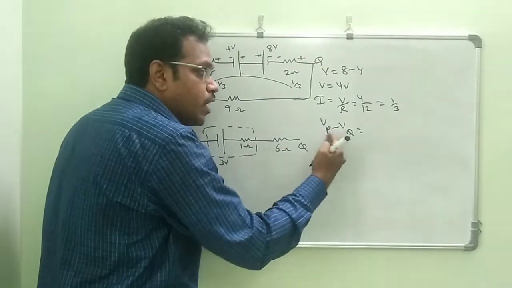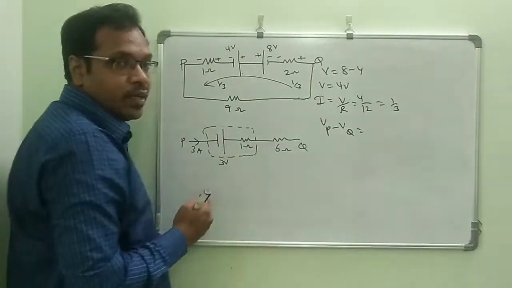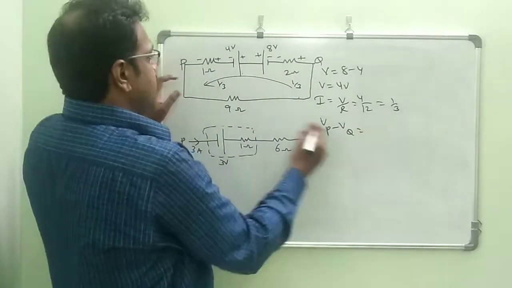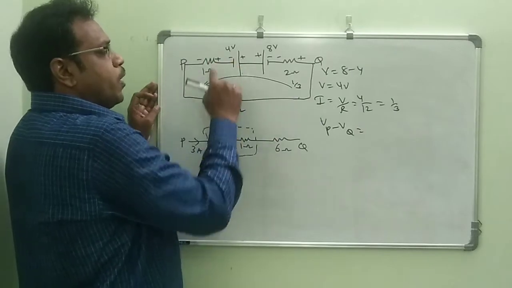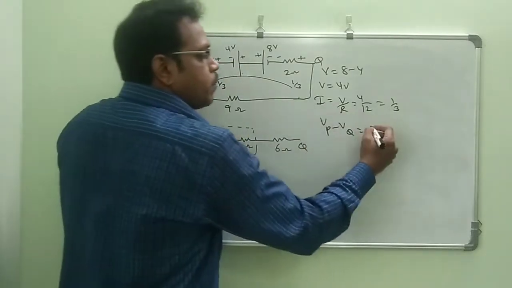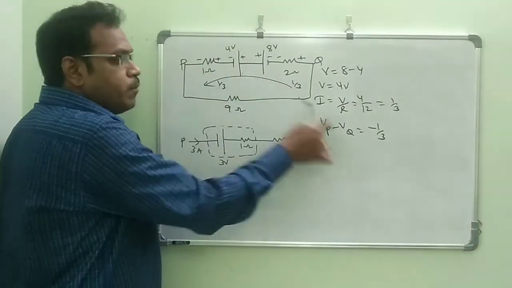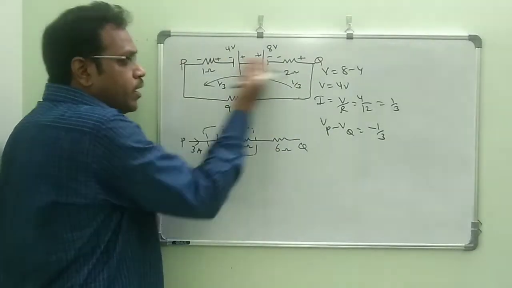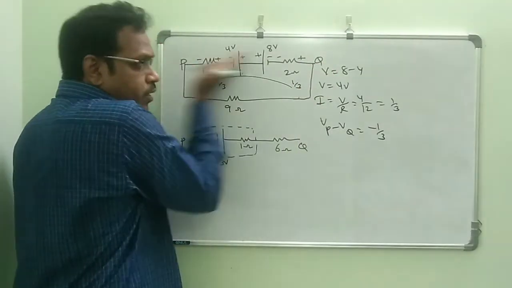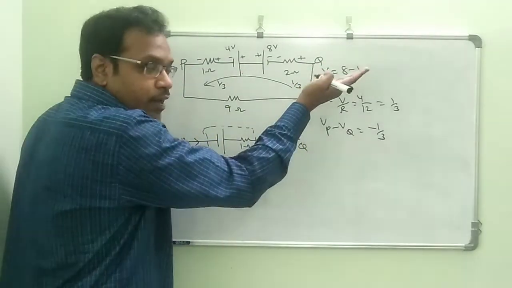But they told us to calculate Vp minus, so we need to go like this, opposite. That is 1 by 3 potential drop, Ohm's law, minus 1 by 3 into 1. Why minus there? Because it is opposite. We are going in the right direction.